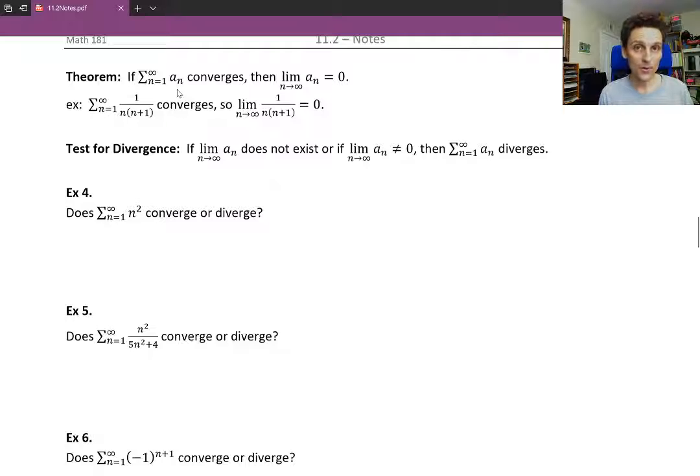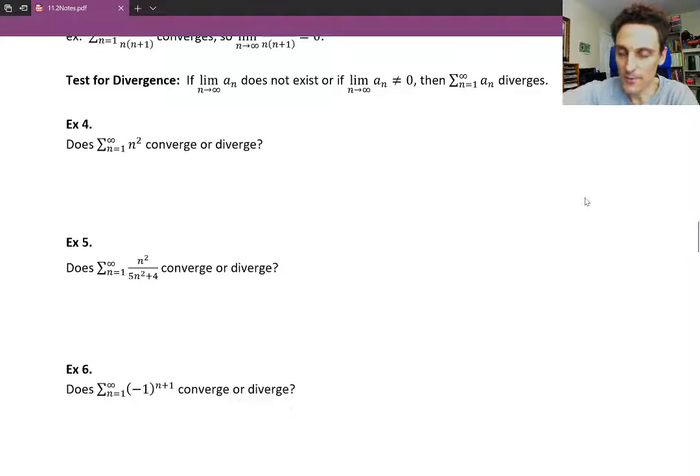The more important theorem is going to come from the contrapositive of that, which says if the terms do not go to 0, so if the limit doesn't exist, or it does exist and just doesn't give you 0, then the series is going to diverge. So if the terms do not go to 0, so they approach some non-zero number, or the limit just does not exist, then the series, when you add up all those terms, diverges.